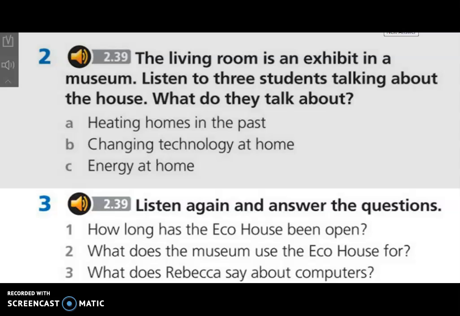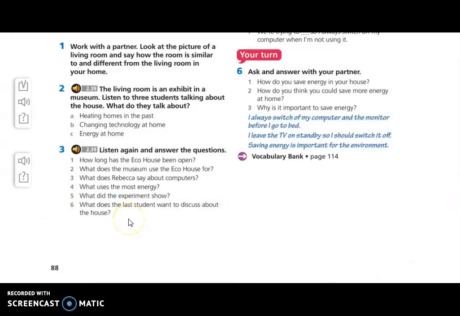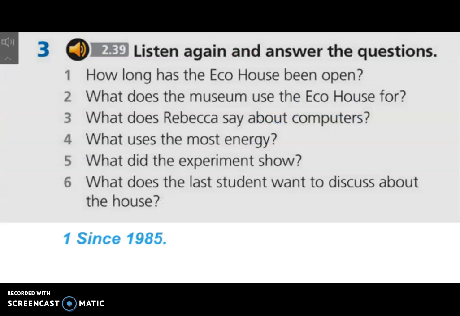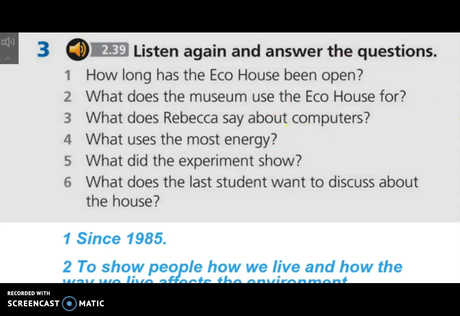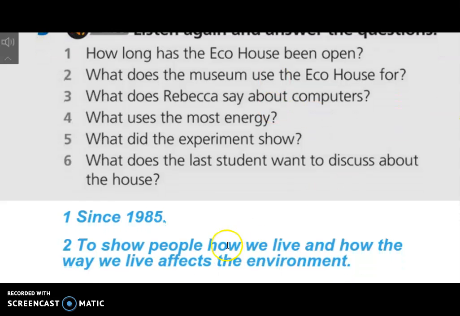So after listening to the conversation, the answer is they talk about energy at home. Now let's move to the last exercise. We have to answer these questions. Number 1, how long has the Eco House been open? The answer is since 1985. Number 2, what does the museum use the Eco House for? To show people how we live and how the way we live affects the environment.